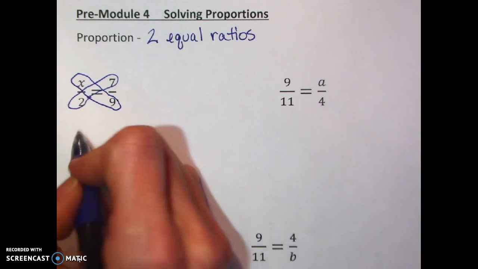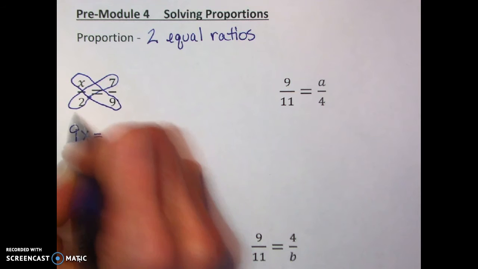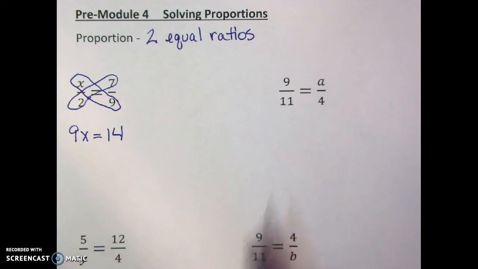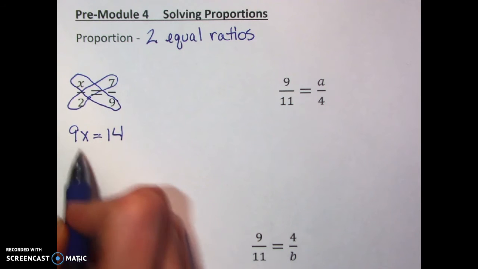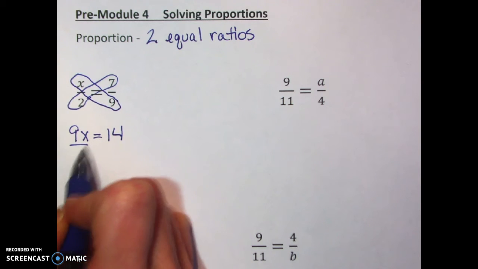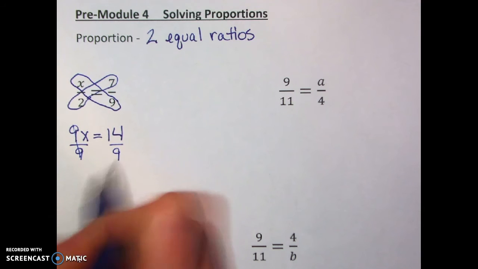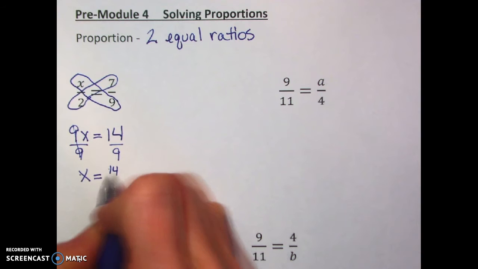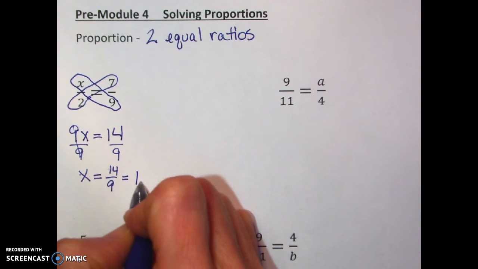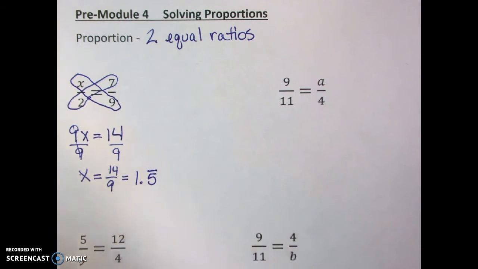Anyhow, x times 9 is 9x, and 2 times 7 is 14. To solve this is a one-step equation that we talked about just recently. This is multiplied, so we will divide by 9 to get rid of the 9, cancel it out, and our answer is 14 over 9. If you want a decimal, that's 1.5 repeating.